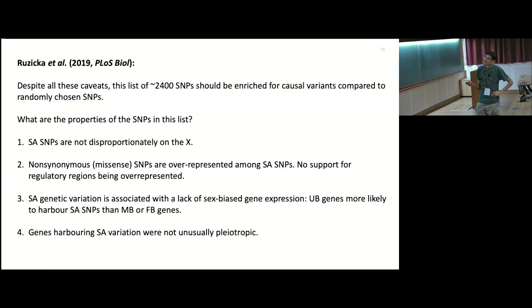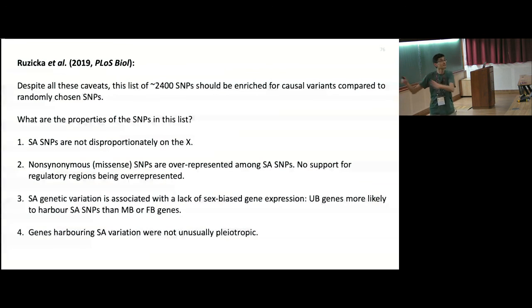The next thing was they looked for whether their sexually antagonistic SNPs tend to fall in sex-biased genes. You might think that if these genes that are differentially expressed between the sexes are under antagonistic selection, then your sexually antagonistic alleles would fall in those kinds of genes. But they don't. In fact, they found that unbiased genes were more likely to harbor sexually antagonistic SNPs than either male-biased or female-biased genes.